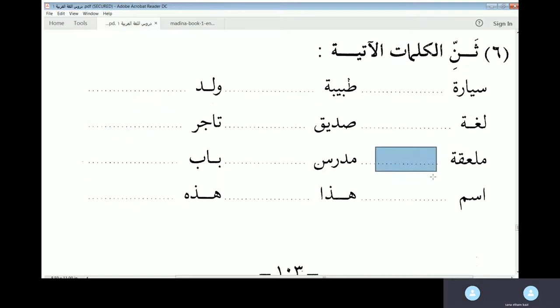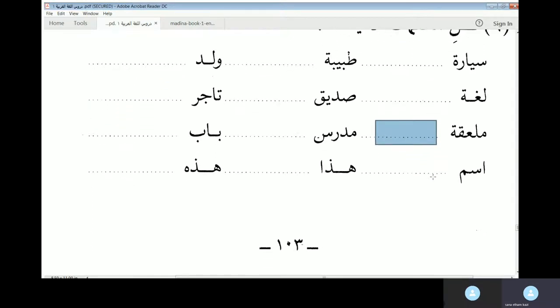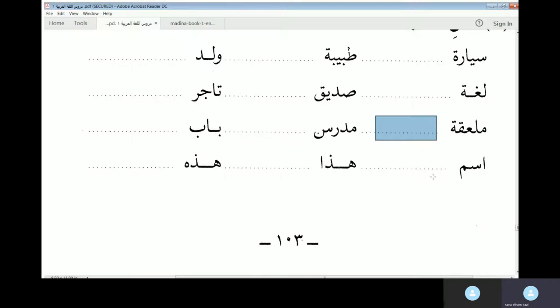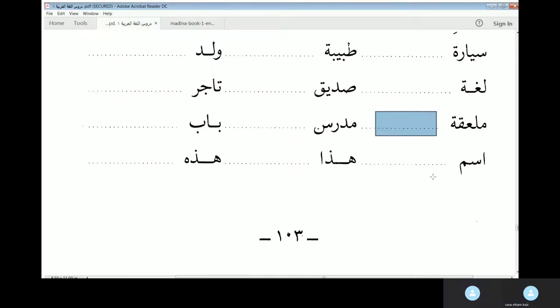Milakhatun, spoon, milakhatani, two spoons. Mudarrisun, mudarrisani. Babun, babani. Ismun, ismani. Haza is hazani, hazihi is hatani.